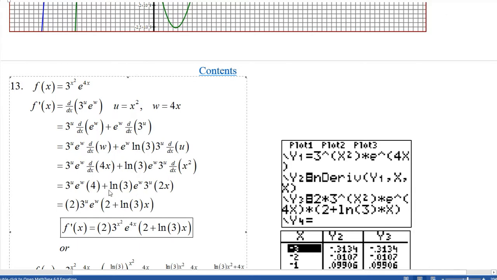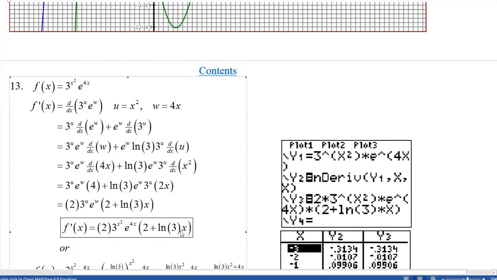So let's see what we've got here. If you notice, the 4 has a factor of 2, so does this 2 here. So both terms have a 2 in them. They both have a 3 to the u and e to the w, so I pull that out front. Now what's left? Well, when I divide this, the 3 to the u and the e to the w cancel, and 4 divided by 2 is 2. Divide here, we get natural log of 3. That doesn't cancel. But the 3 to the u and the e to the w cancel, and the 2 cancels, leaving me just the x times the natural log of 3. So I get, finally, 2 times 3 to the u, but u is x squared, e to the w is e to the 4x. And then I get 2 plus natural log of 3 times x.